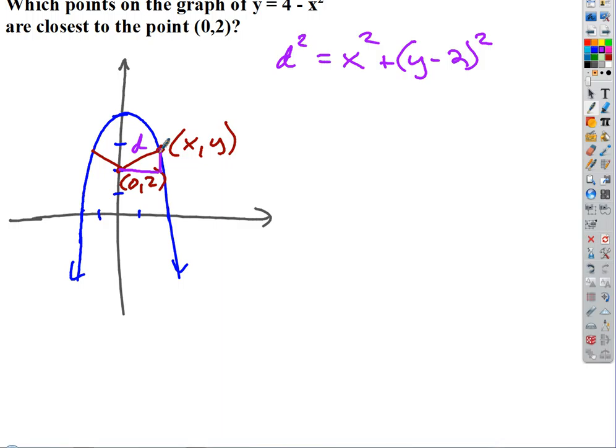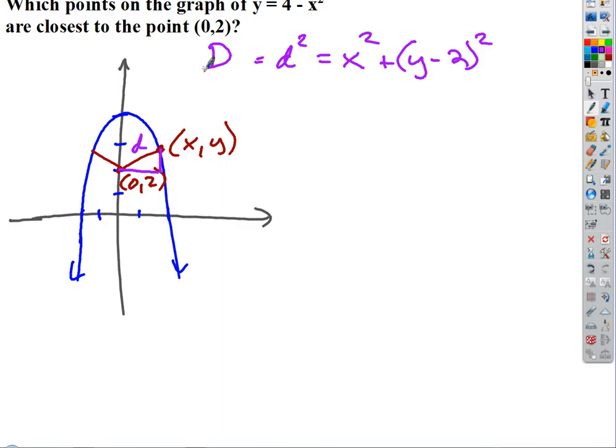So how about if we call this, instead of a small d, capital D. Capital D is going to be our distance squared formula, which is not really what's being asked for. We're not asked to find distance, are we? We're only asked to find the coordinates of the point or points. And so we've just chosen a different function that's also going to give us the same answer. Okay? Questions on that?